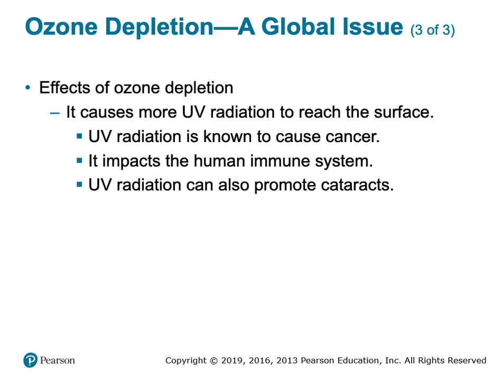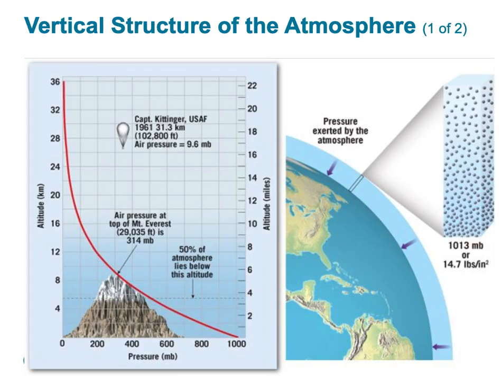Again, there are harmful effects when you are depleting the ozone layer. It causes more UV radiation to reach the surface, and UV radiation is known to cause cancer. It impacts the human immune system, and UV radiation can also promote cataracts. So definitely be sure you're wearing your sunscreen to help protect you from the harmful UV radiation.